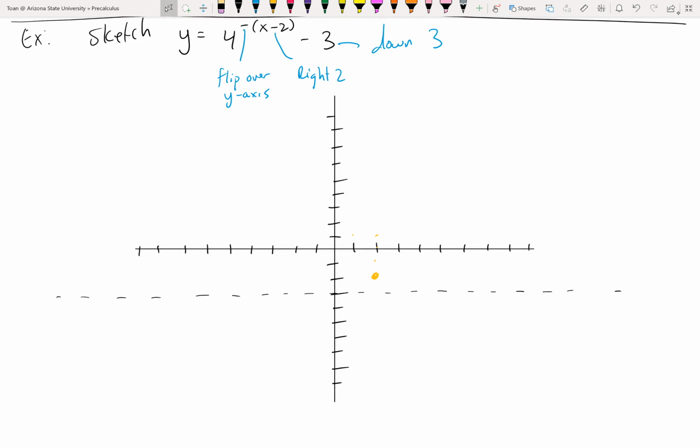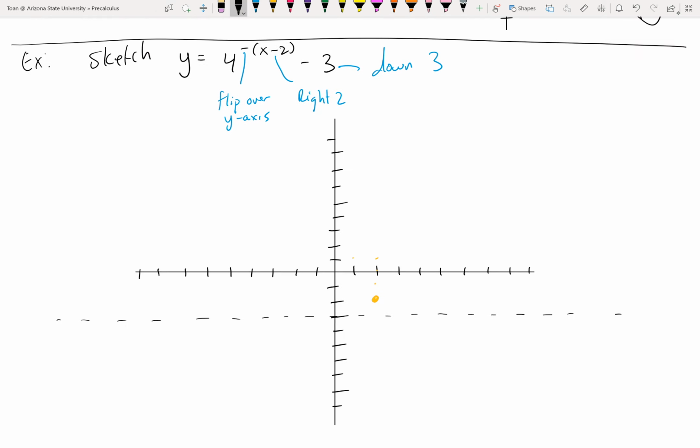So then we just have to know what the shape is. Well, the basic shape looks something like this, but he got flipped over the y-axis, so he's got to flip over like that. So he's going to look down to the right and up to the left. That's it.